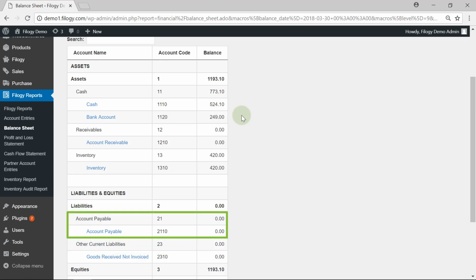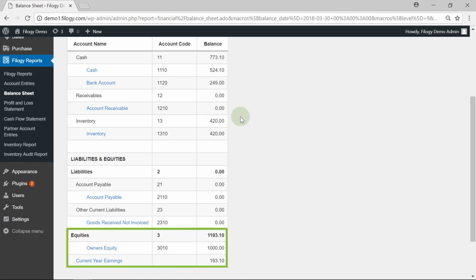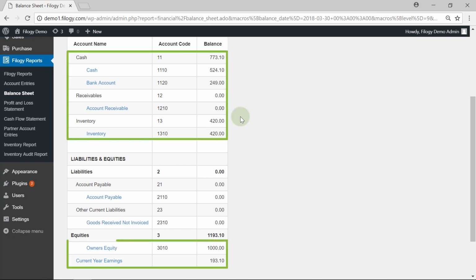Within this, the account payable is 0, so there is no unpaid invoice. The equity section consists of 2 items, the $1,000 investment and the current year earnings, which is the $193 profit this year. From the liabilities and equity sections you can find out from what source you have taken the above assets. You need exactly as much sources as your assets are worth. That is why the value of assets is equal to the value of the liabilities plus equities. So, the value of your cash and inventory is the same as your investment plus the value of the profit you have made so far, because this is the source of your assets.